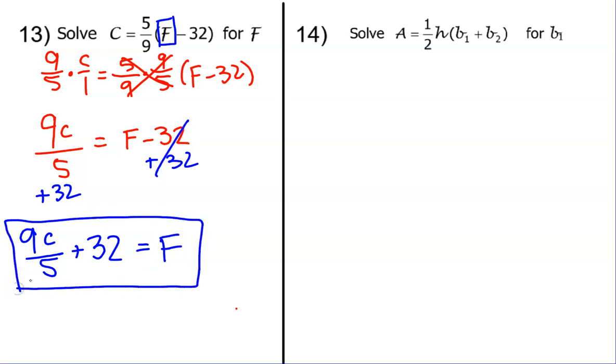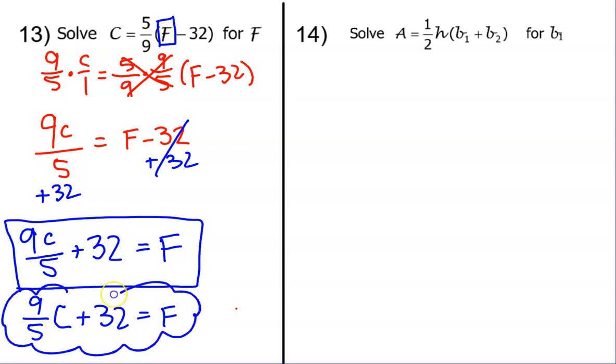And that's as far as we get. You could also write it as 9/5 C and then plus 32. That is technically the same thing. If you don't want to put your C part of your fraction, this is technically the exact same thing and is also correct.